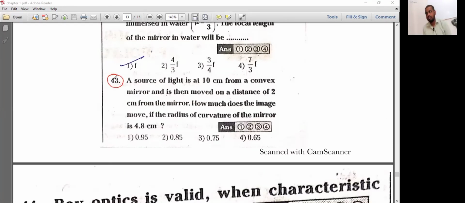43. A source of light is at 10 centimeters from a convex mirror and then moved to a distance of 2 centimeters. So initially it is at 10 centimeters. Then after it moves towards the mirror, the object distance is 2 centimeters from the mirror. How much will the image move if the radius of curvature of the mirror is 4.8 centimeters? I will take the help of the whiteboard. So it is a convex mirror. Question number 43, I think.